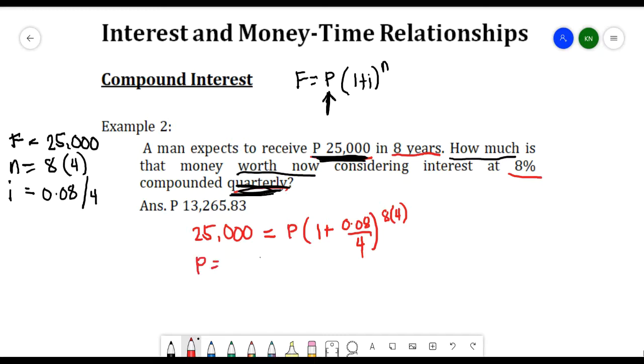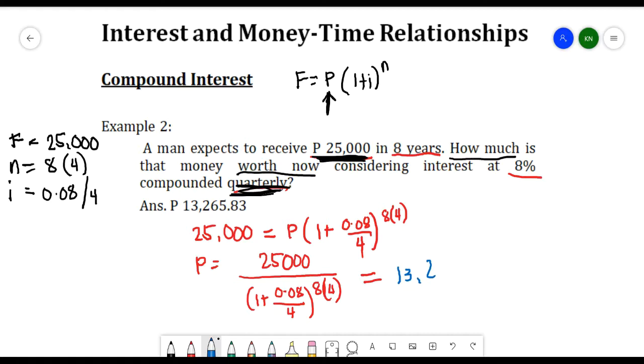So P is equivalent to 25,000 divided by 1 plus 0.08 over 4 raised to 8 times 4. That is equivalent to 13,265.83 pesos. So, if the man is expecting 25,000 after 8 years, he needs to deposit 13,265 now so that he can get 25,000 in 8 years. So that is how we find the present worth.